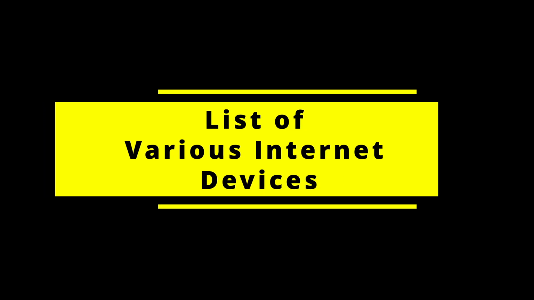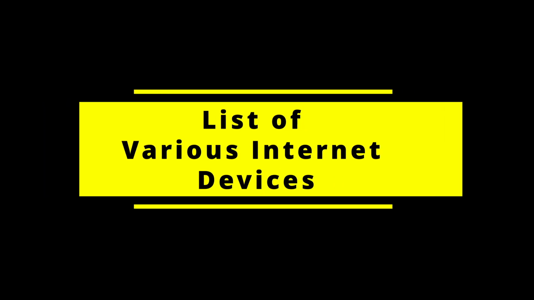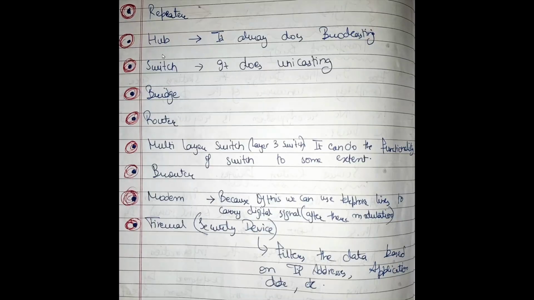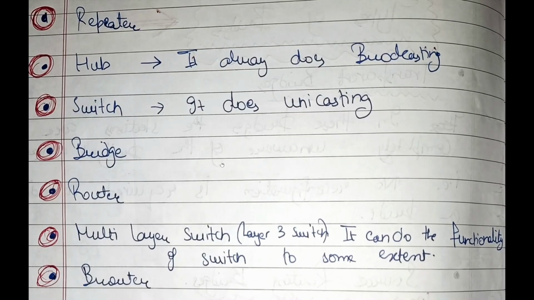Now here we have different types of network devices. There is repeater, hub, switch, bridge, router, multi-layer switch, modem, firewall. Now let's look at the repeater. You know what a repeater is? We just now talked about it.